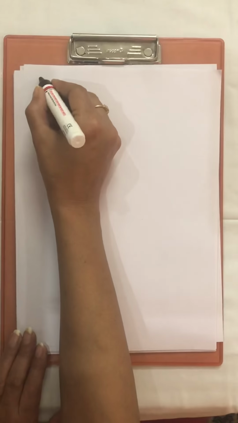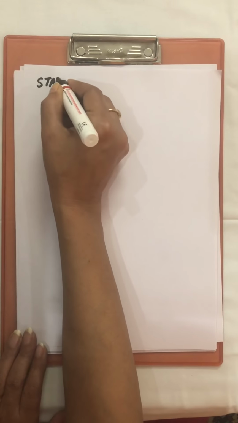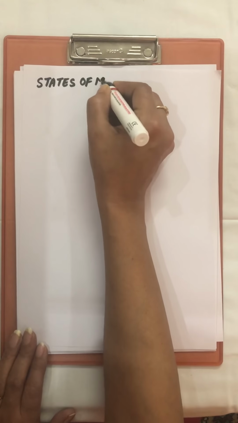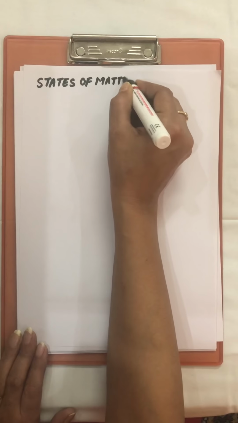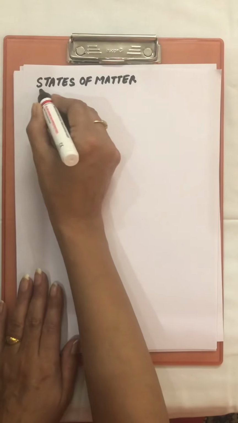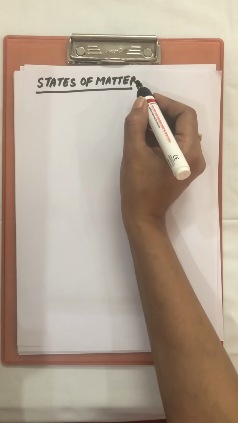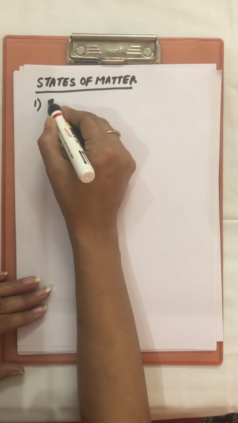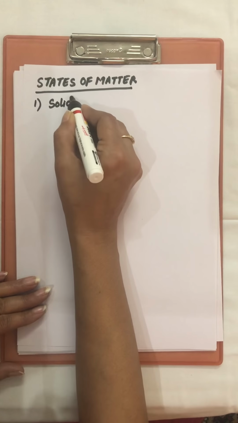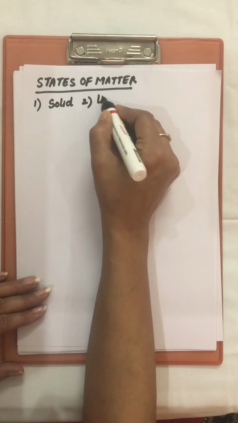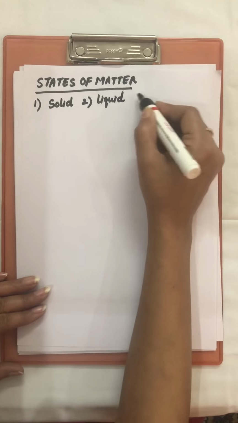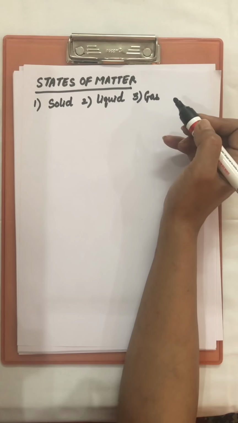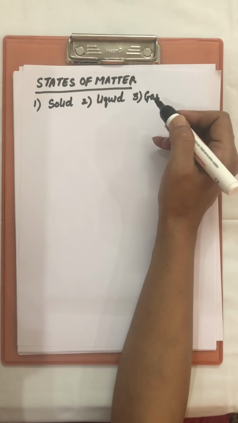Next topic, states of matter. Matter around us exists in three physical states. We can see the matter around us either in solid state, liquid state, or in a gaseous state. So states of matter are of three types.